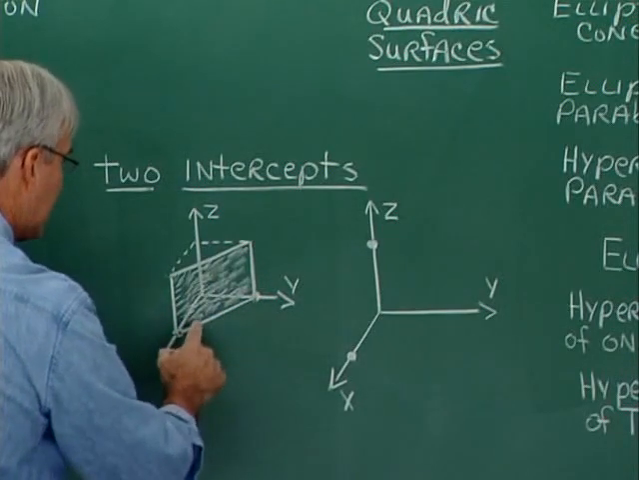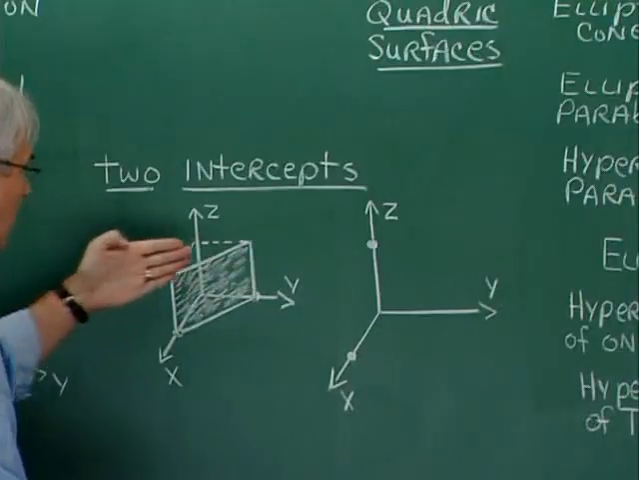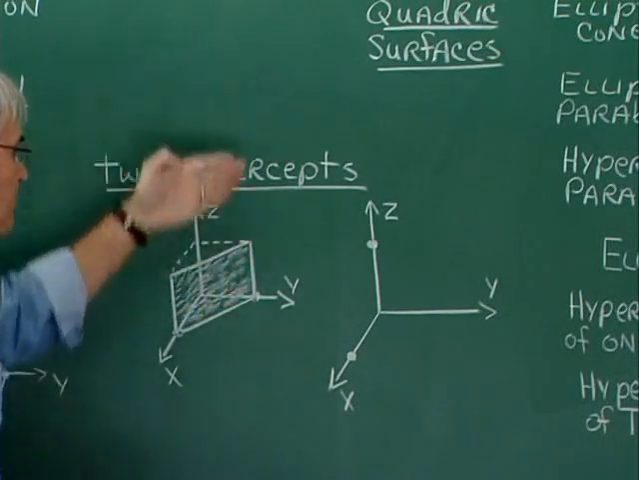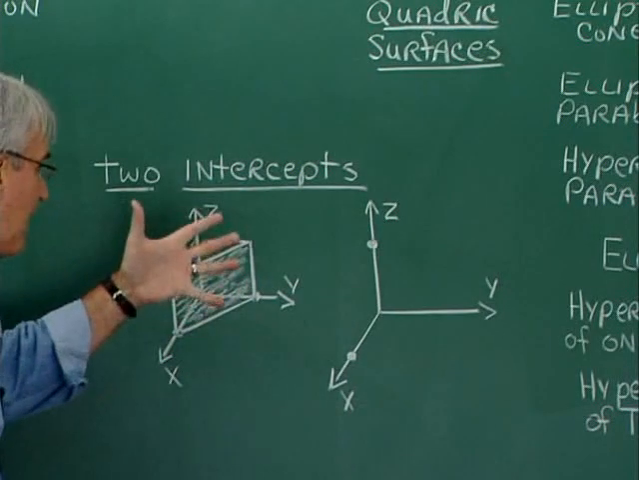Now notice the diagram, it goes across this way, but it also goes straight up. If the z-axis goes straight up, this plane goes straight up, and it's away from that z-axis.